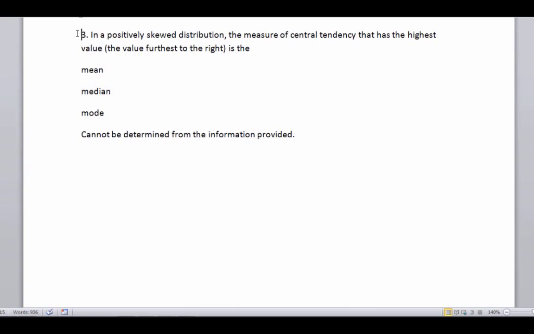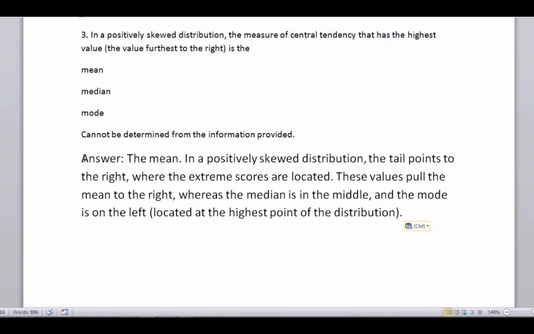Okay, our last question for this quiz. In a positively skewed distribution, the measure of central tendency that has the highest value, or the value furthest to the right, is the mean, median, mode, or cannot be determined. Well, in a positively skewed distribution, recall the tail's pointing to the right. So the value that's furthest to the right is the mean.